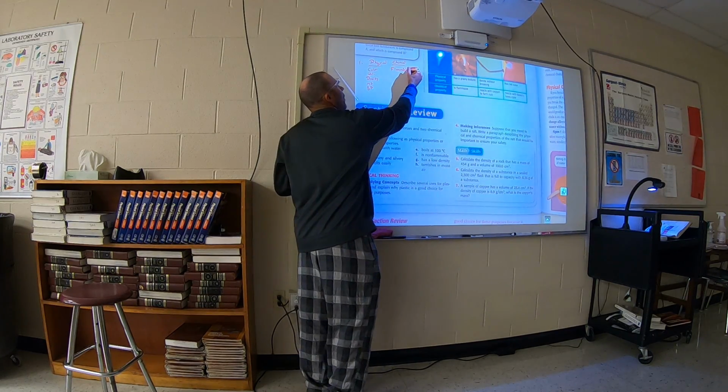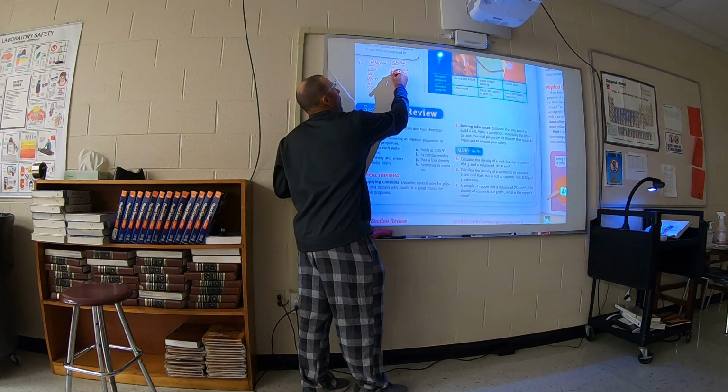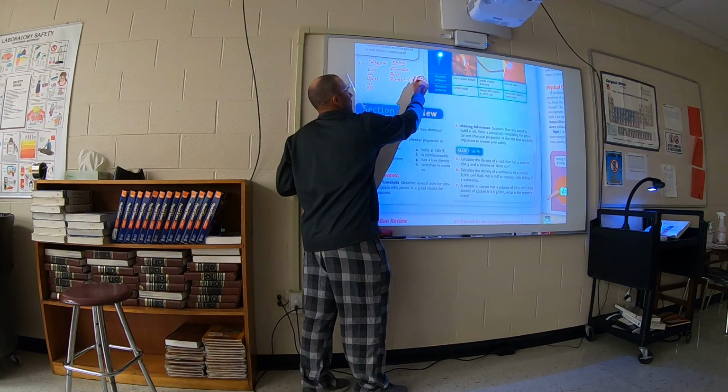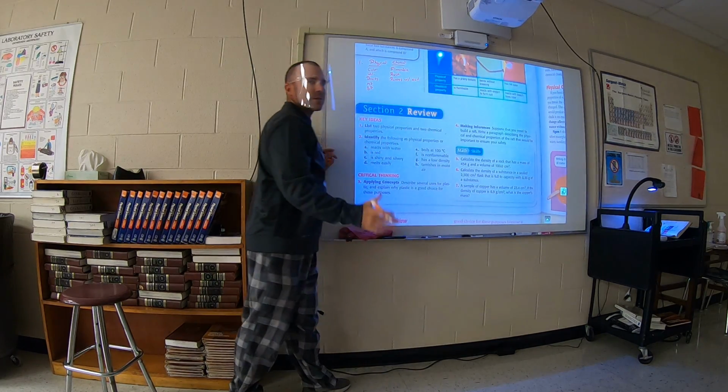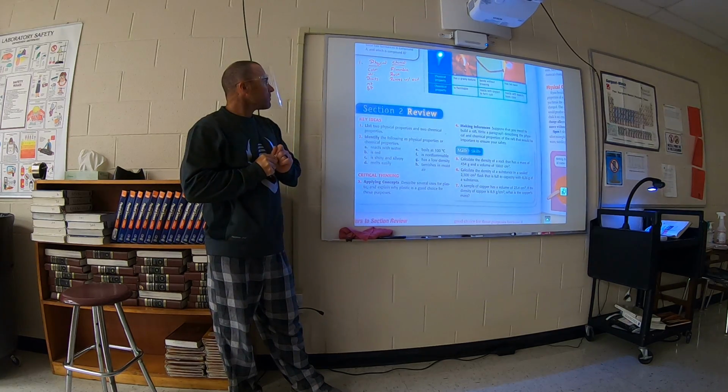What else? Rust. Okay, whether it rusts or not. How about reacts with, I'm going to be generic here, reacts with an acid, some sort of acid. That would be a chemical property as well.